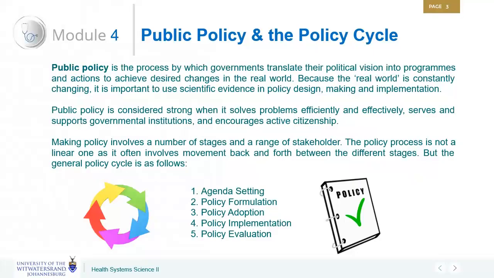To answer these questions, we need to look at public policy and the policy cycle. On slide 3, we see that public policy is a process by which governments translate their political vision into programs and actions in order to achieve desired changes in the real world. But we know that the real world is constantly shifting and changing. It's important for us to have sound scientific evidence when we are designing policy, when we are putting ideas on paper, and when we take those ideas and implement them in the real world.